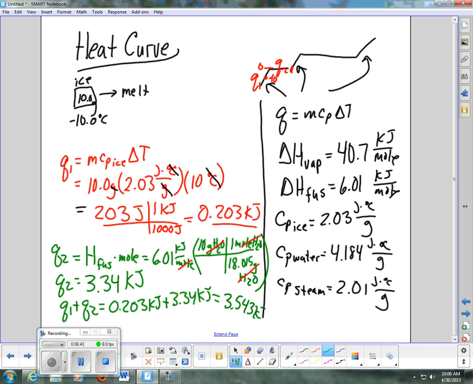3.543 kilojoules. That's how much energy it took. I only went through 2 phase changes: I only heated up my ice and melted my ice. That was it. Okay. So you've got to heat the ice, melt the ice, heat the liquid, turn the liquid into steam, and then heat the steam. That would be the max.